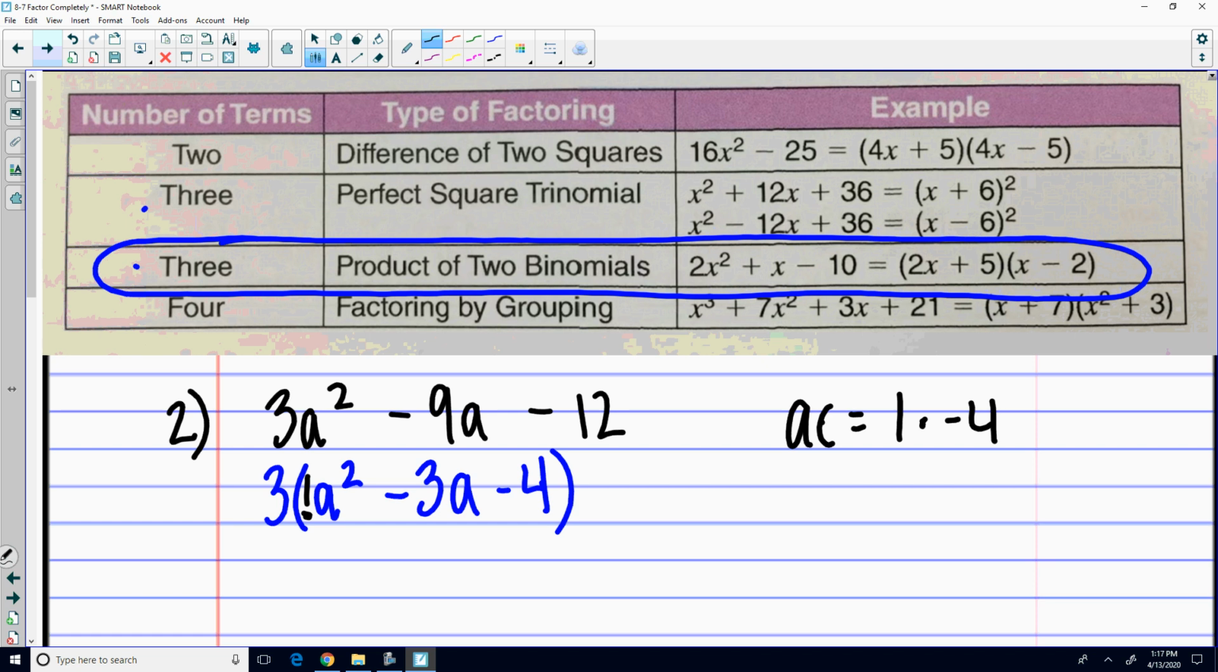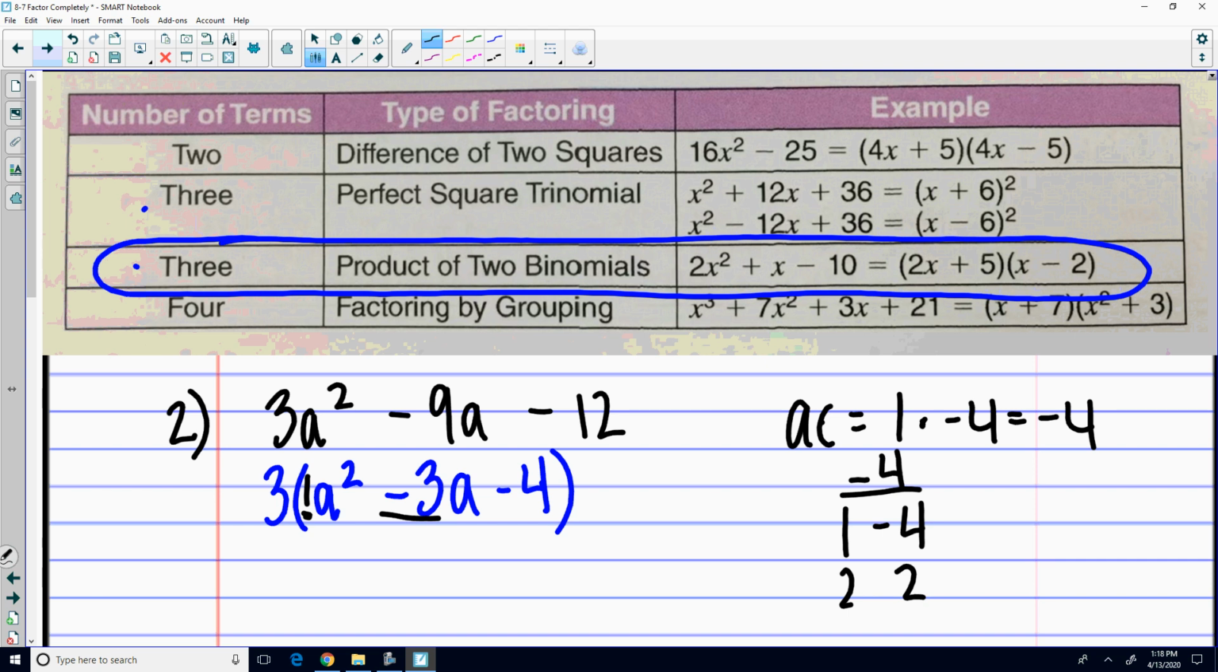times -4 is -4. All right, so I need to find all the factors for -4. 1 and 4, 2 and 2, and I need to make -3. So that negative's got to go right there. So if you remember, this is 8, 2. We can just use those 2 numbers.